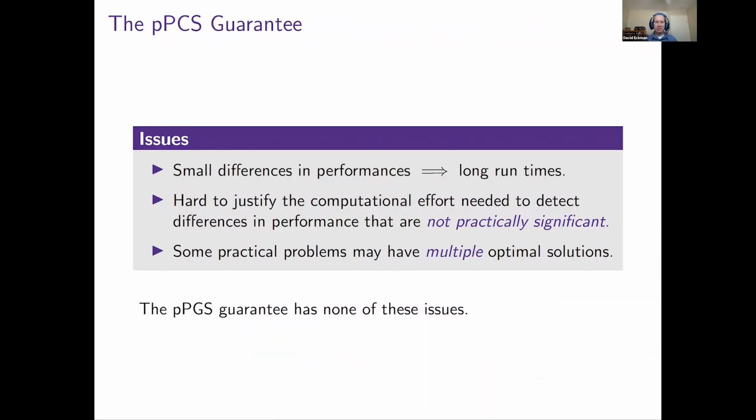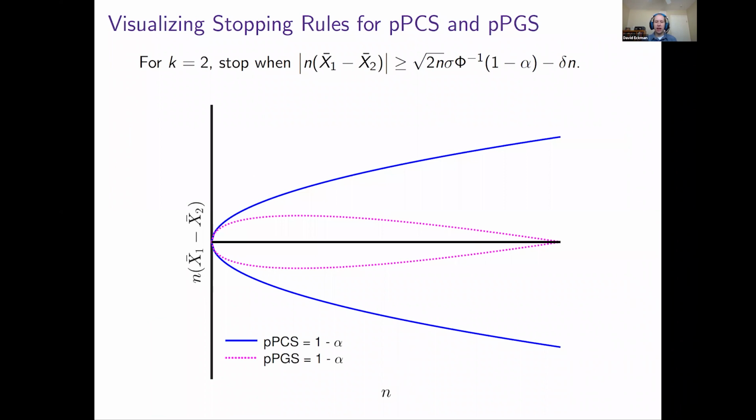So despite its popularity in the literature, I wanted to raise some issues with the posterior PCS guarantee. Here, if you had small differences in performances between the best and say the second best alternatives, that's going to lead to longer run times. The way to see that on this previous slide is that the difference in performances is the drift of this Brownian motion process. So if that's small, you have a Brownian motion that has a small drift, and you're simulating until it's crossing one of the blue boundaries. If the drift is small, that can take a very long time.